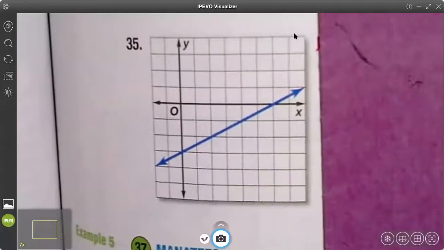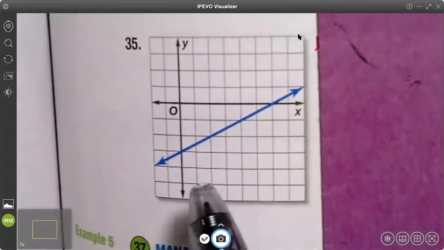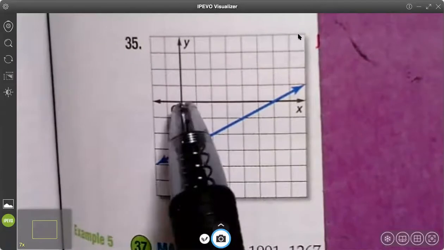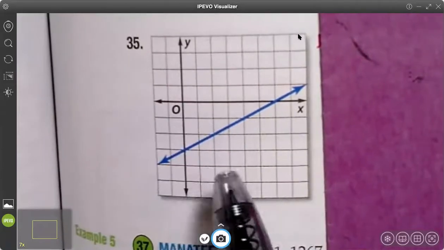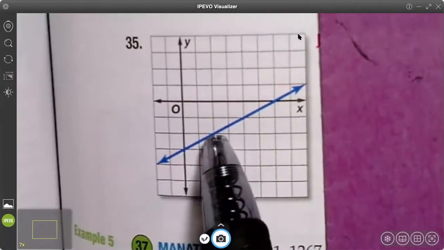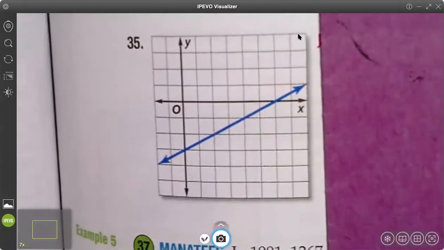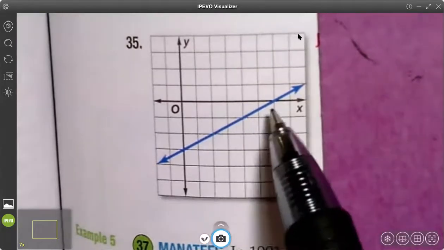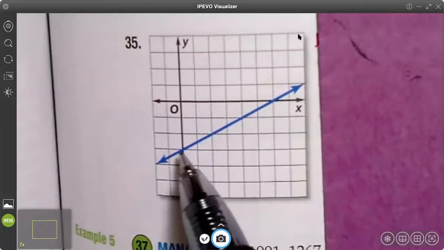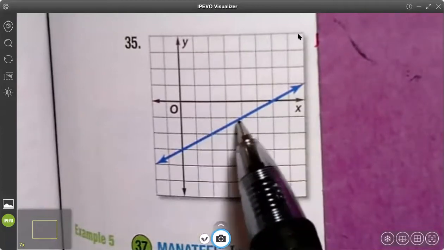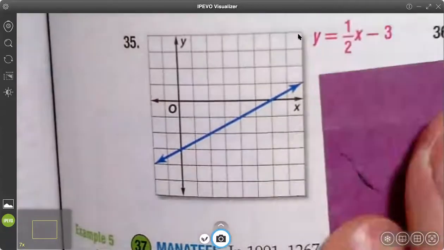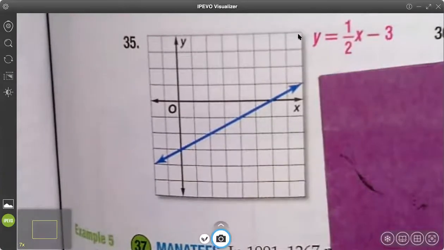Try one more before we move on, number 35. Number 35 has a y-intercept of -3. It goes through the grid here, here, here, and here. Every time you rise 1, run 2, rise 1, run 2, rise 1, run 2, it goes through the grid. Your equation is y equals 1/2 x minus 3.